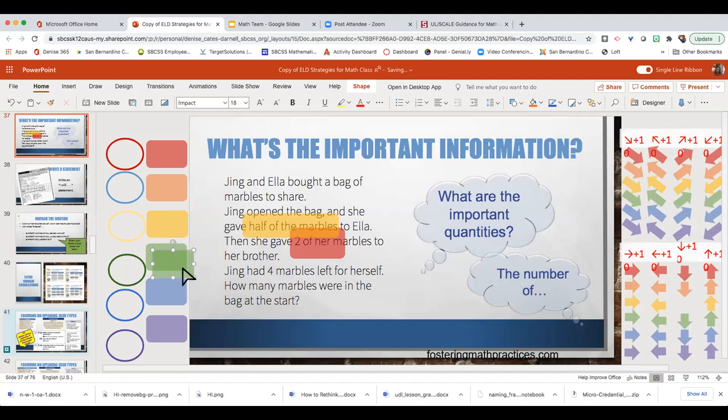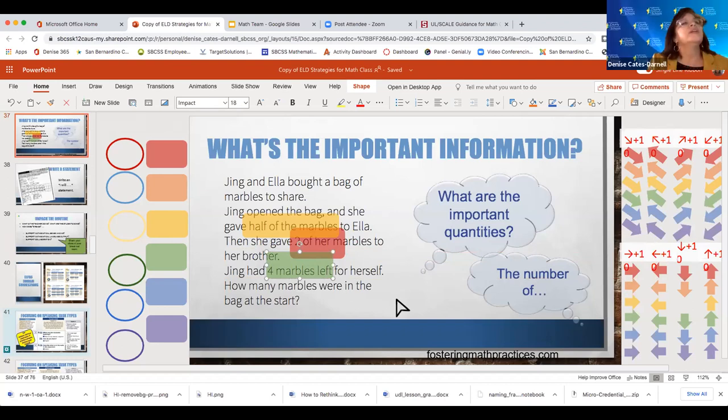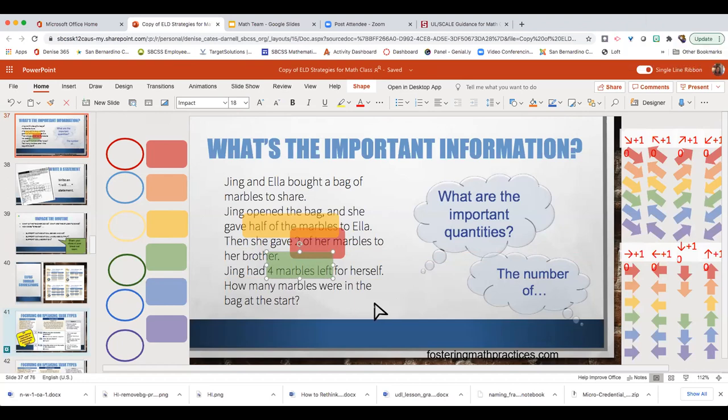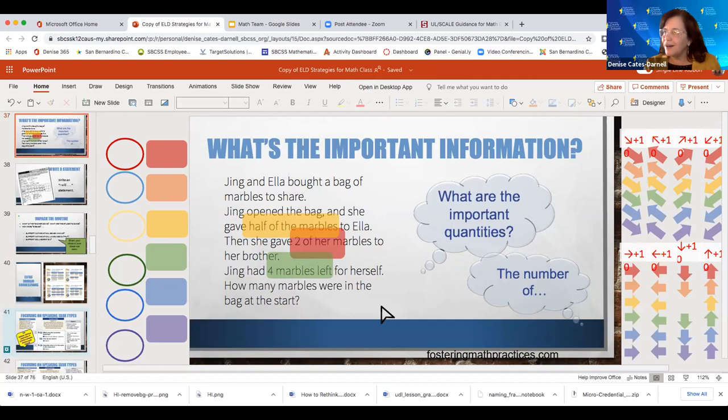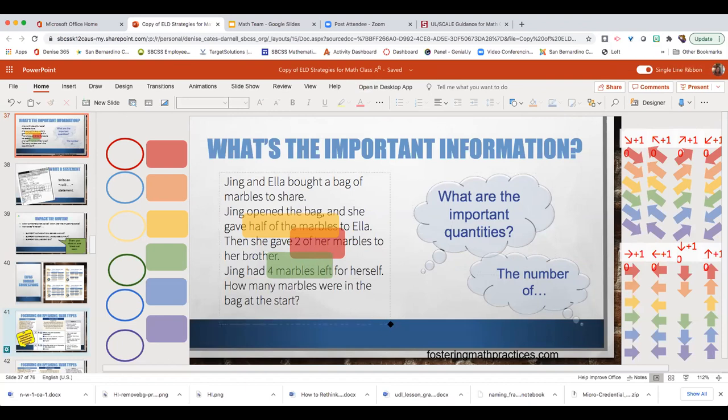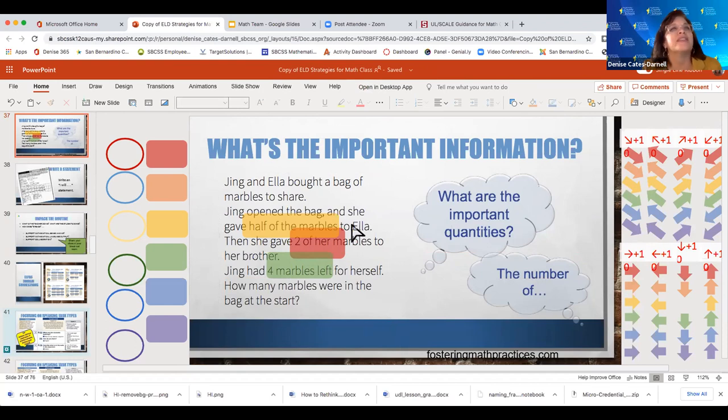What about Jing had six before she shared two? That's important because we will know to double that and figure out the answer. Where does it tell us that she had six? Four plus two. Okay. So it didn't say that, did it? But we can infer that by thinking about the two and the four.